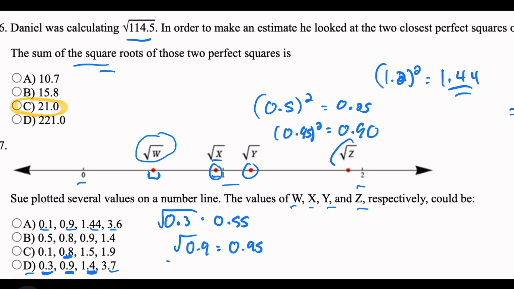And then if I look at Z, finally, it looks like it's at roughly 1.9 or so. Let's say it's about 1.92. So if I square 1.92, then I get about 3.7, which would correspond to this value here. So the option that matches each one of these would be option D.